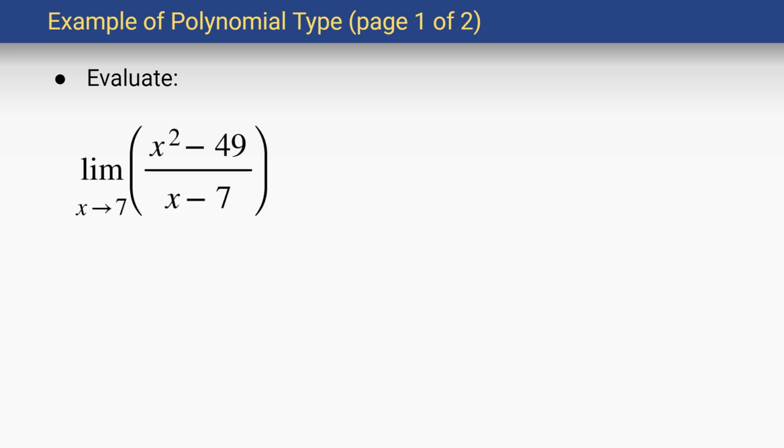So how do we start out our procedure? Our procedure would be to factor the numerator. You would also factor the denominator, but there's nothing to factor. So you factor the numerator, x squared minus 49. You should be able to factor things like that.